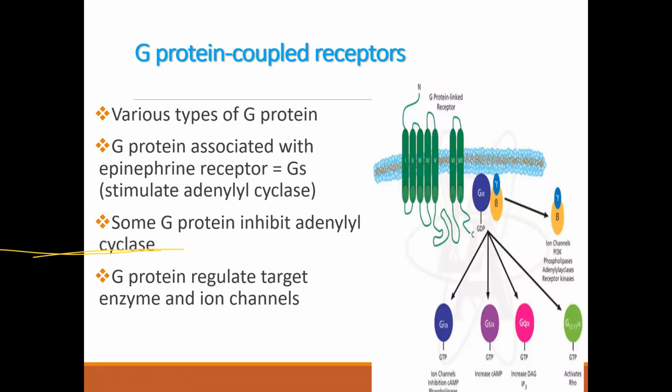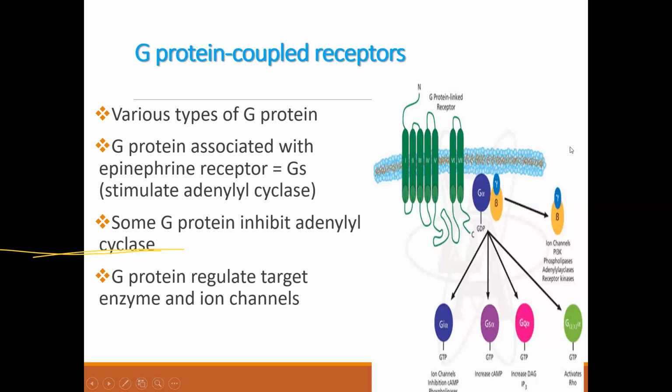There are many types of G protein coupled receptor, especially the type of G protein. If this G protein, after being activated by the binding between ligand and receptor, stimulates a specific enzyme like adenylyl cyclase, we call this G protein Gs. But some G proteins, after being activated, inhibit adenylyl cyclase. This G protein we call Gi. And some G proteins, after being activated, will regulate the ion channel or regulate the target enzyme.